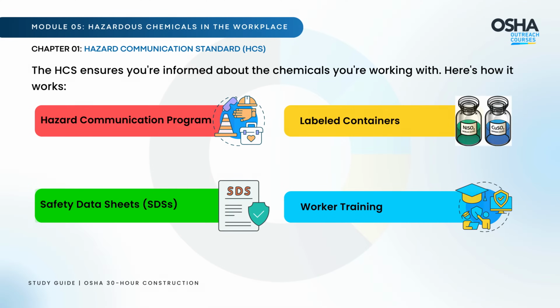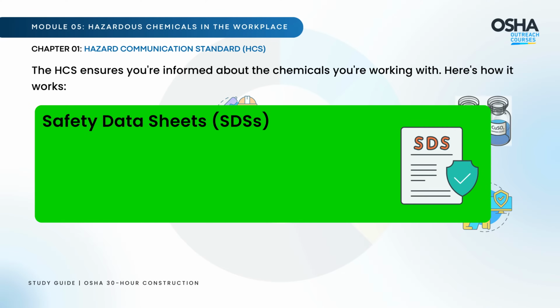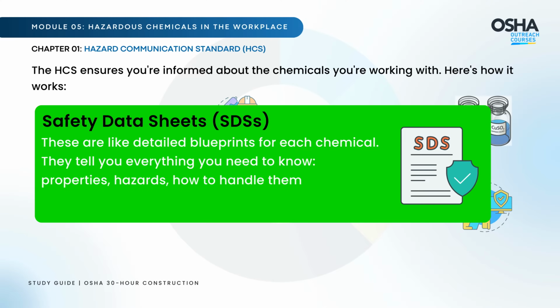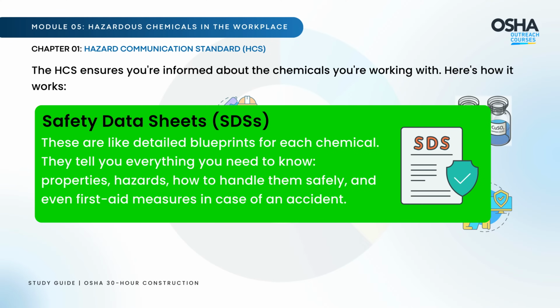Further, safety data sheets, SDSs. These are like detailed blueprints for each chemical. They tell you everything you need to know: properties, hazards, how to handle them safely, and even first aid measures in case of an accident.